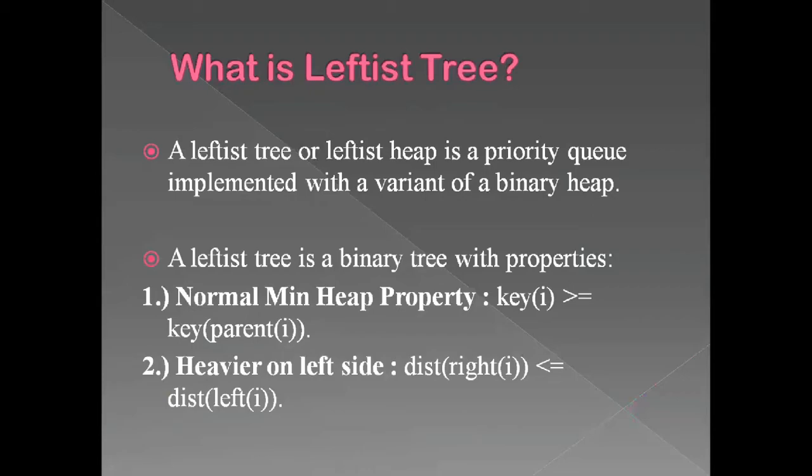A leftist tree or leftist heap is a priority queue implemented with a variant of a binary heap. Here, every node has an S value or rank or distance, which is the distance to the nearest leaf. A leftist tree has these two properties. First one is the normal minimum heap property, which we can define by key of i is greater than or equal to key of parent of i. Here, key means the value you stored in the node. And the second property is that a leftist tree is heavier on the left side, which means distance of right of i is less than or equal to distance of left of i.